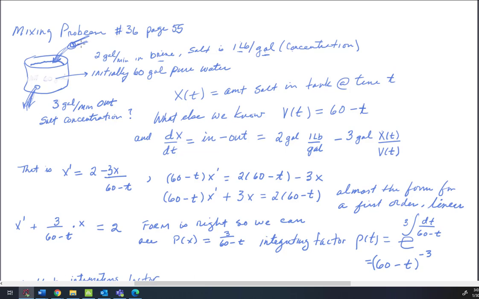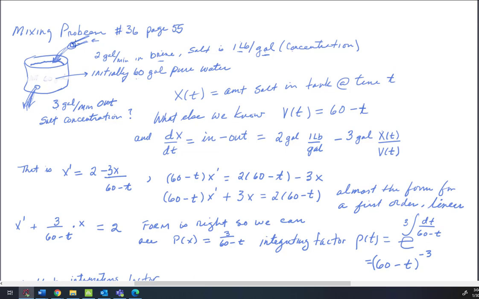So the concentration here is, and the input is 1 pound per gallon, and it's coming in at 2 gallons per minute. The problem goes on to say that initially there are 60 gallons of pure water in the tank before we add anything, and we've got an outflow also. We have an outflow of 3 gallons per minute. And what's the concentration of what's coming out?